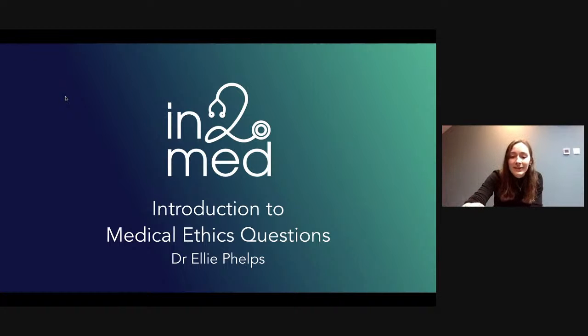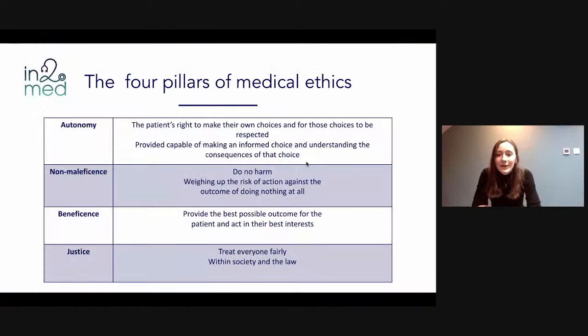So let's have a look. Some of you may be familiar with this, and for others it might be new, but the four pillars of medical ethics are a really good framework for basing your responses to ethical scenarios. This is a little definition of each. Autonomy is the patient's right to make their own choices and for those choices to be respected. That's a very pivotal part of how we view healthcare. There's a caveat to that: provided they are capable of making an informed choice and understanding the consequences of that choice. If we have time, we'll go into that caveat later.